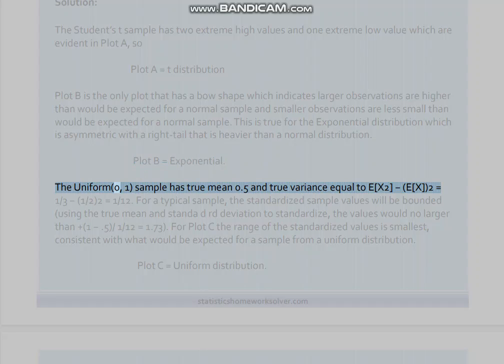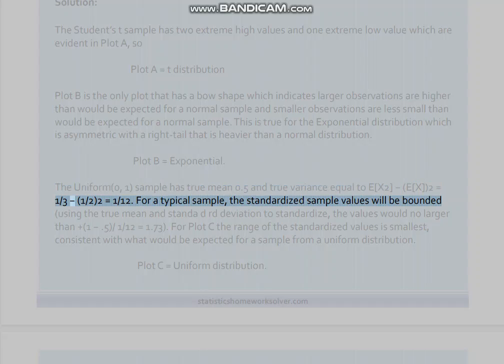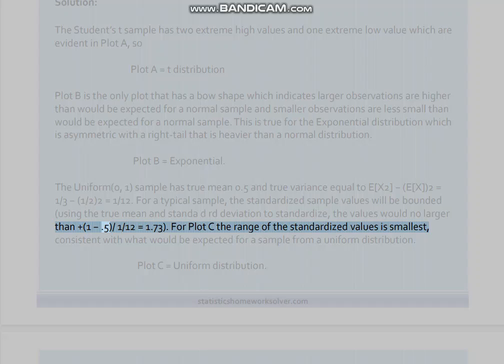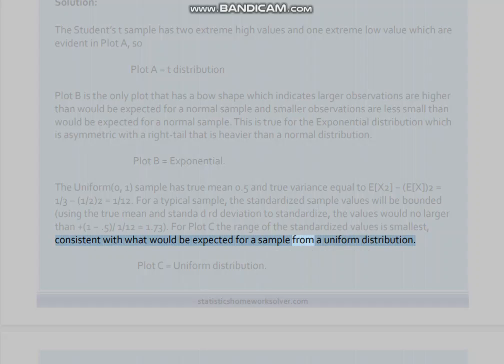The uniform(0,1) sample has true mean 0.5 and true variance equal to E[X^2] minus (E[X])^2 equals 1/3 minus 1/4 equals 1/12. For a typical sample, the standardized sample values will be bounded, using the true mean and standard deviation to standardize. The values would be no larger than (1 minus 0.5)/sqrt(1/12), which is equal to 1.73. For plot C, the range of the standardized values is smallest, consistent with what would be expected for a sample from a uniform distribution. Plot C equals uniform distribution.